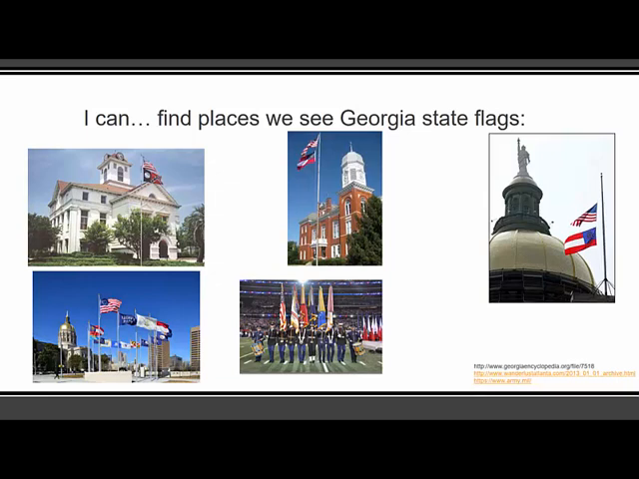Photographs from your community may be included to show examples of places students may see the Georgia flag and the American flag. Again, the learning target: I can find places we see Georgia state flags.